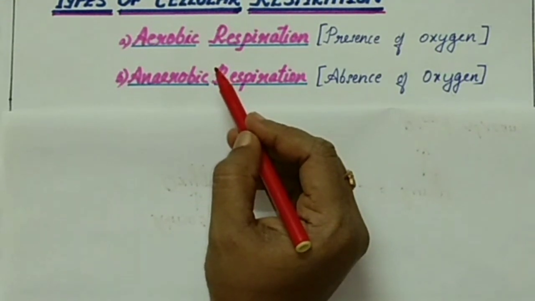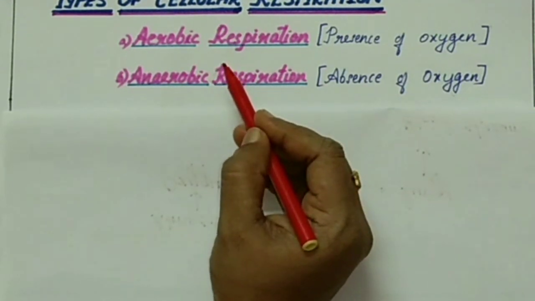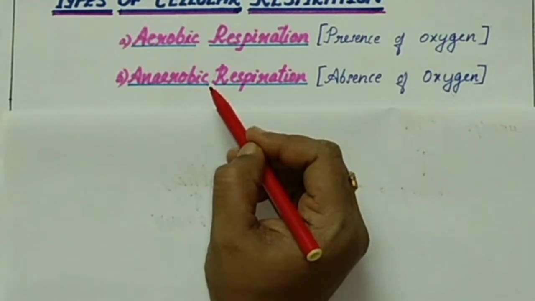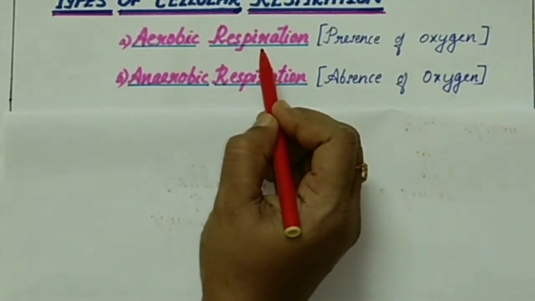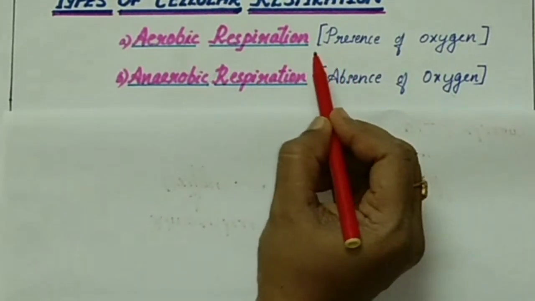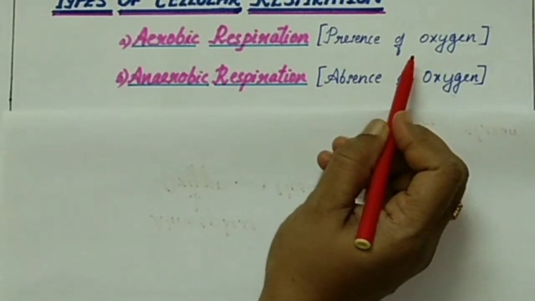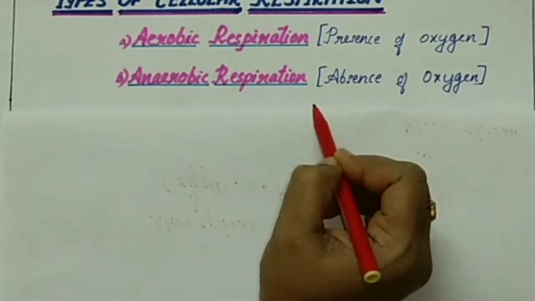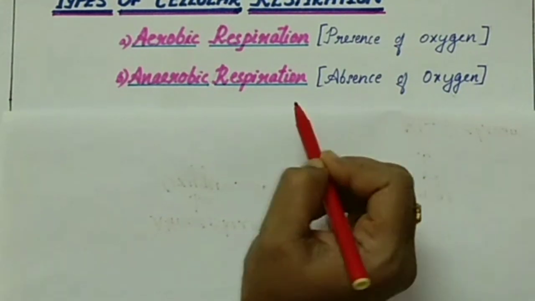Now, let us talk about the types of cellular respiration. We have already discussed that the breakdown of food takes place in the presence of oxygen, right? But in some cases, it takes place even in the absence of oxygen also. So accordingly, there are two types of cellular respiration. They are aerobic respiration, that is, the respiration takes place in the presence of oxygen, and anaerobic respiration, in which the breakdown of food molecules takes place in the absence of oxygen.